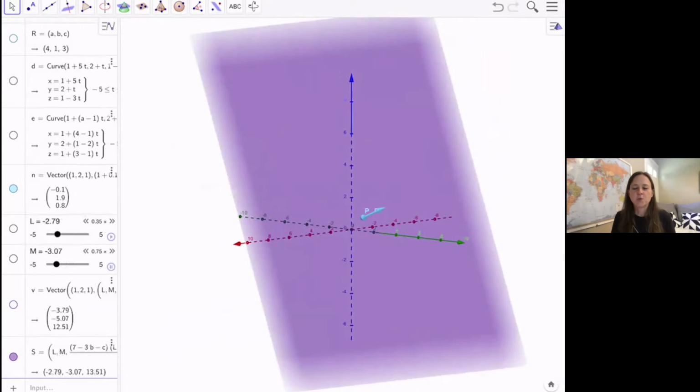So I've told GeoGebra to find me, oh, it went off there. So it's going off into infinity. I'll be back in a minute.